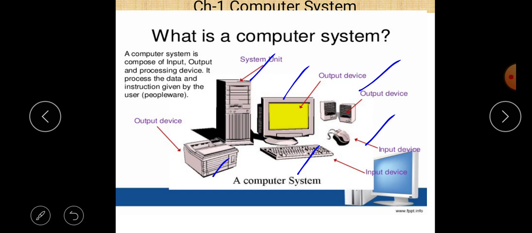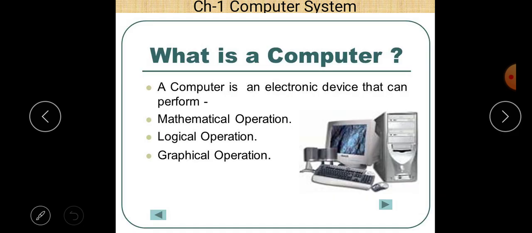So basically computer converts data into information. Data is nothing but only the raw facts, figures, statistics which we insert into the computer system, and computer system processes it, and after the processing it gives us information. So that is the basic functioning of a computer system.